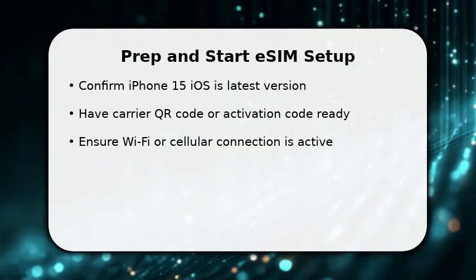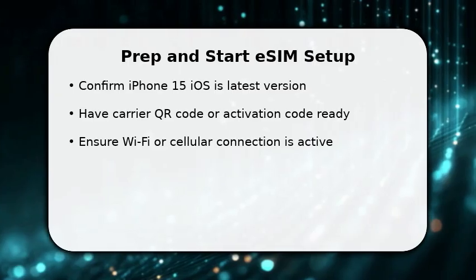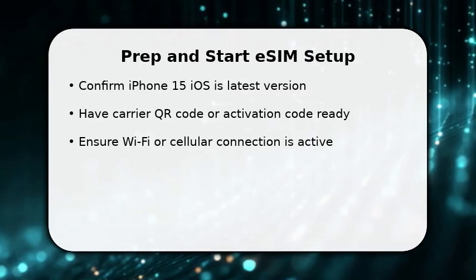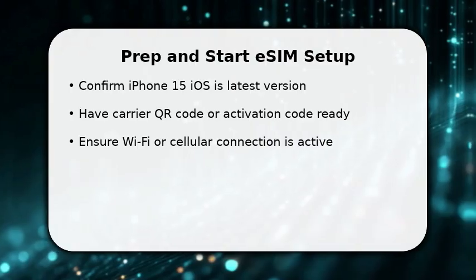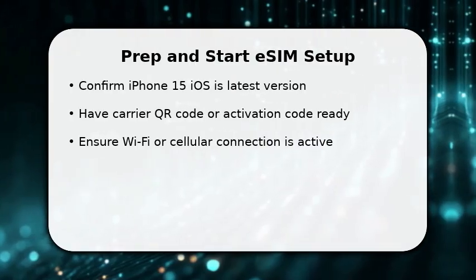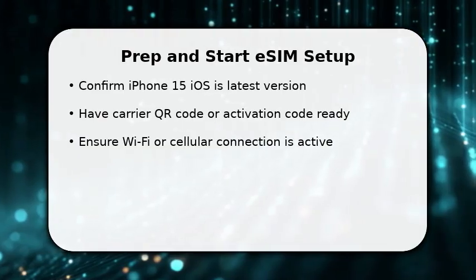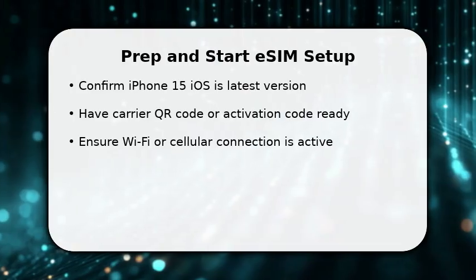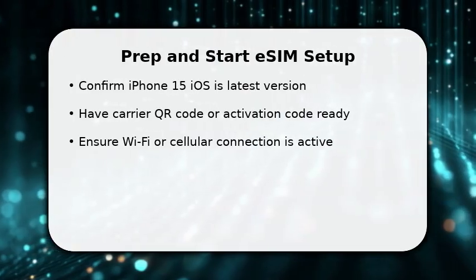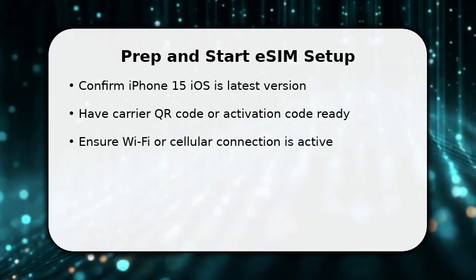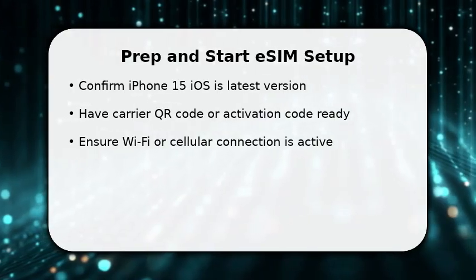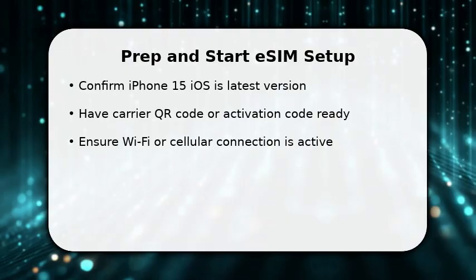You start by confirming the iPhone 15 is updated and connected. This prevents provisioning errors. Open Settings, tap Cellular, then add Cellular Plan to begin scanning the carrier QR or enter the activation details manually. Once done, name the plan for clarity, personal or work, so you know which number is active. Make sure to keep Wi-Fi on if the carrier needs online verification.